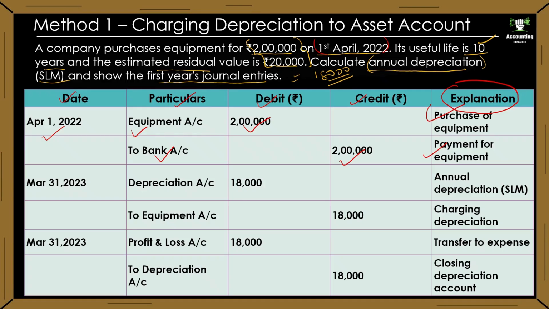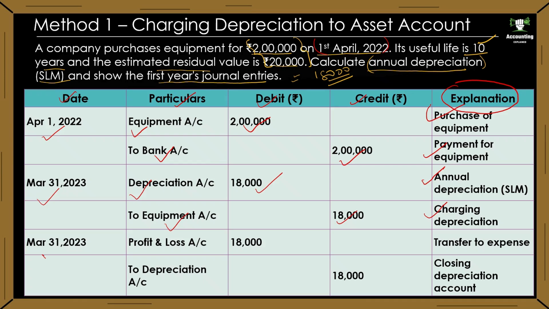The narration is equipment purchased. I am not writing a narration in the journal. I am going to tell it only orally. Okay. Next, March 31, 2023. We have to charge depreciation at the end of the year. Depreciation is an expense. When the expense increases, it has to be debited, right? So depreciation account debit 18,000, and from where will the depreciation amount be taken? From the equipment account. So equipment account is going to be reduced. Asset value is going to be reduced. So credit asset account, to equipment account 18,000. Depreciation is annual depreciation and equipment account is charged depreciation. Narration for this is depreciation charged.